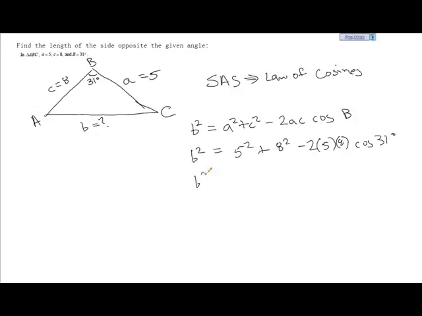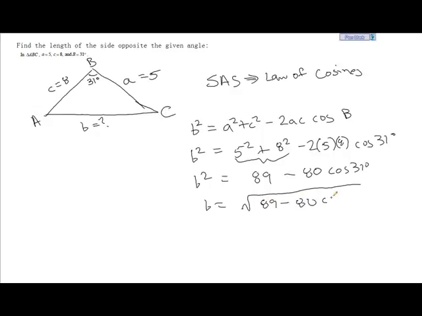And so we'll just clean up the right side a little bit. So we have 25 plus 64, so 25 plus 64 is 89. And now we have minus 2 times 5 is 10, times 8 is 80. So we have minus 80 cosine 31 degrees. And we will take the square root so that we can just do this in one solid punch on our calculator. So square root of 89 minus 80 cosine 31 degrees.